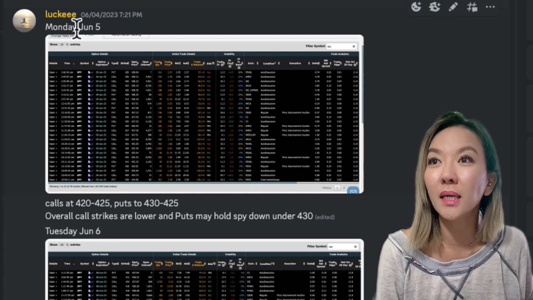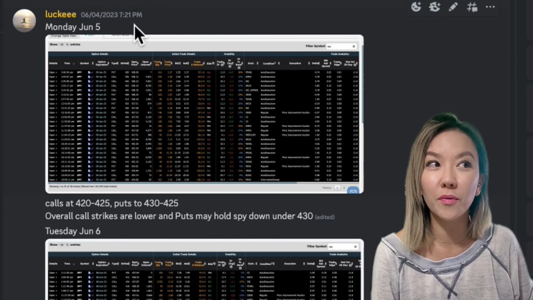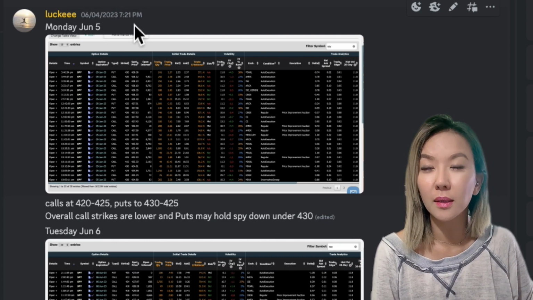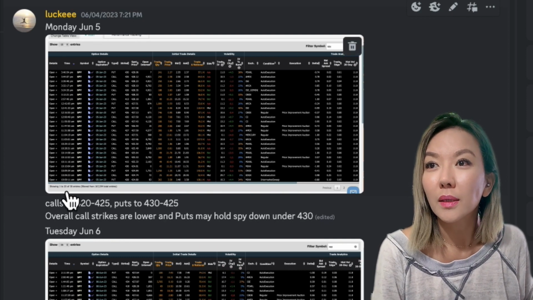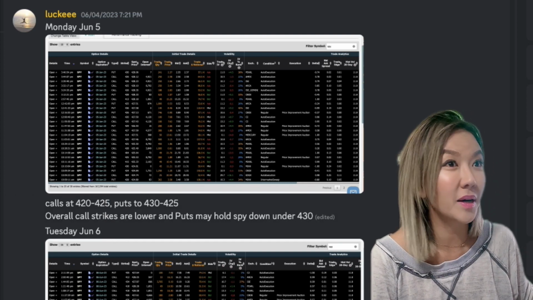Now, how to use the order flow is basically you have to understand that the market moves together, right? So this was on Monday or Sunday night. I have a weekly market review, where I go over the whole week, where the market's going, so that we know how to prep the week. So here's how to read it. I was saying calls at 420 to 425, puts at 430, 425.